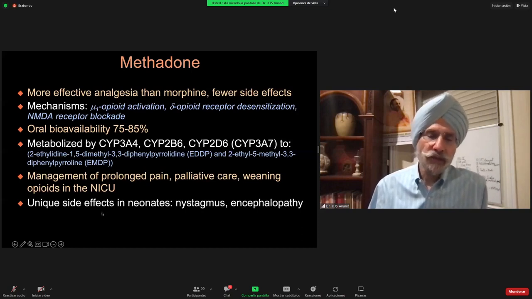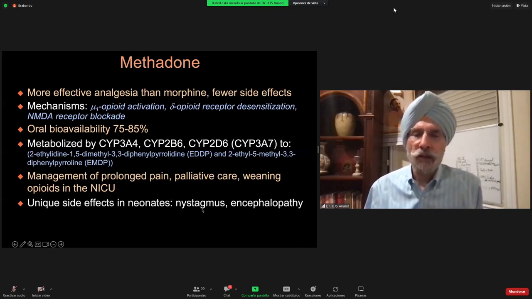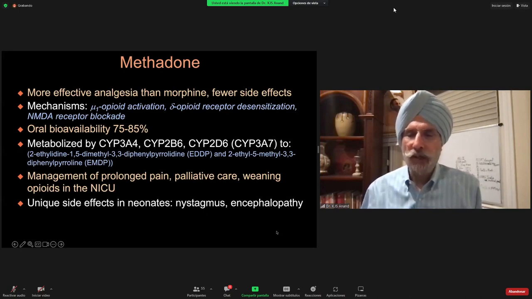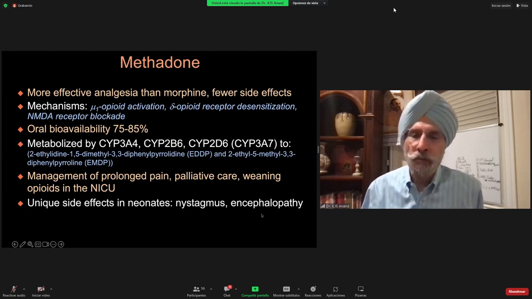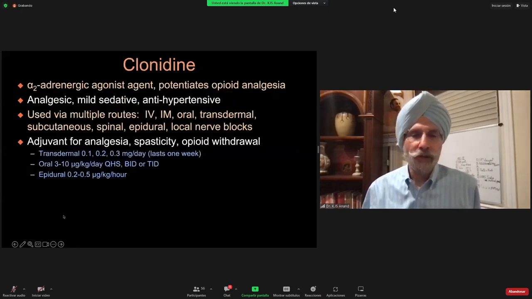There are some unique side effects that methadone has. There are babies that have developed persistent, intractable nystagmus that occurs after the 48 hours, but it's not very common. There are a few reports of this and a couple of reports of a reversible encephalopathy that was noted in neonates who were getting methadone. This was mainly in full-term neonates who were getting methadone because they were born from opiate-addicted mothers, or mothers with opioid use disorder. I should be a little more careful in using those terms.